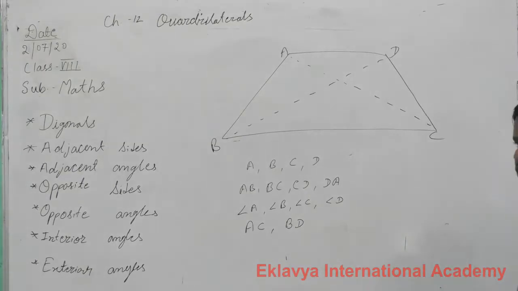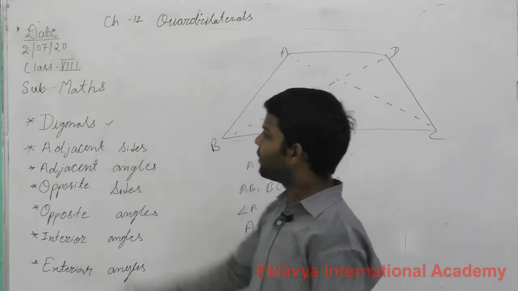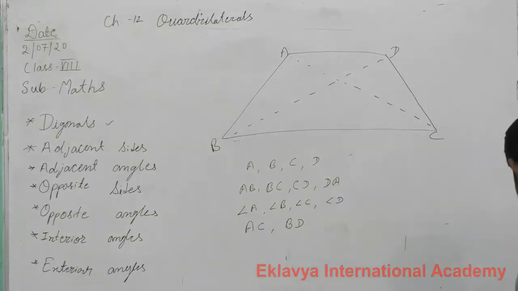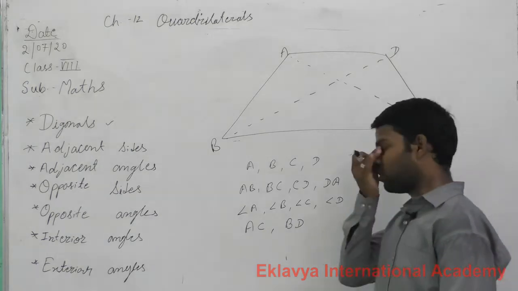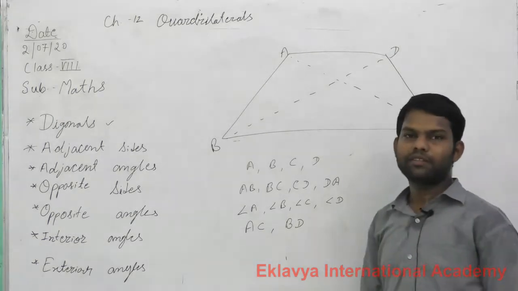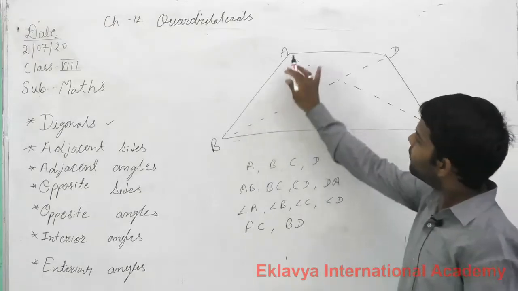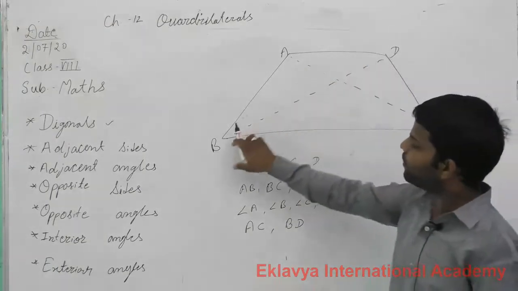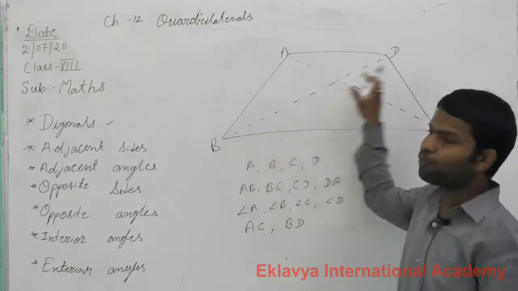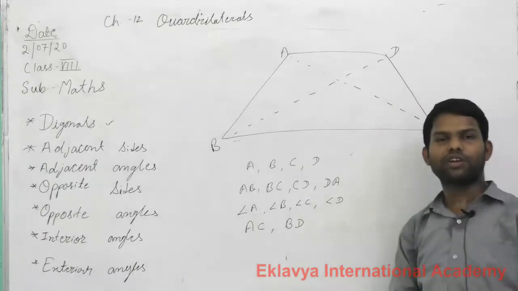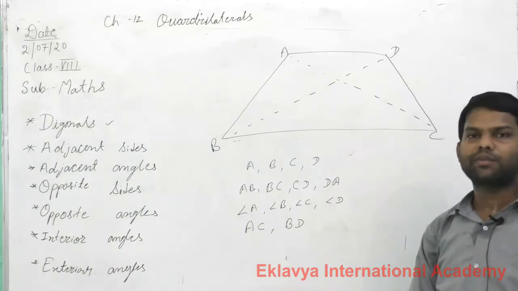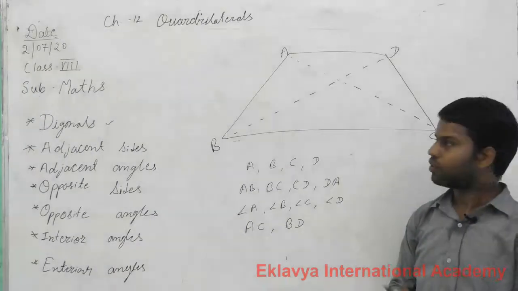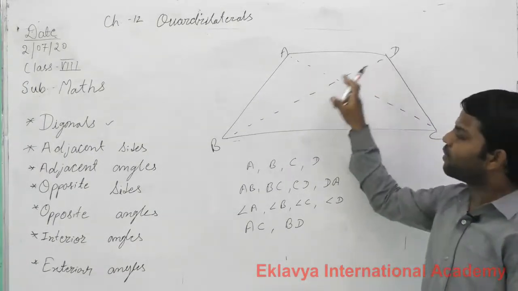Now how to define these terms? First we define diagonals. A line segment joining two non-consecutive vertices is called a diagonal. It means here first diagonal is AC, second is BD. These are non-consecutive opposite vertices. We say if we join two opposite vertices by a line segment, then the line segment is called a diagonal. So here diagonals are AC and BD.